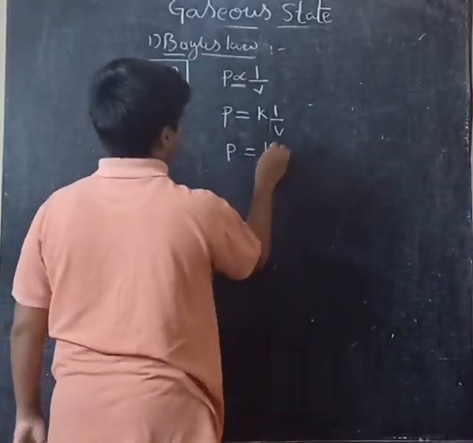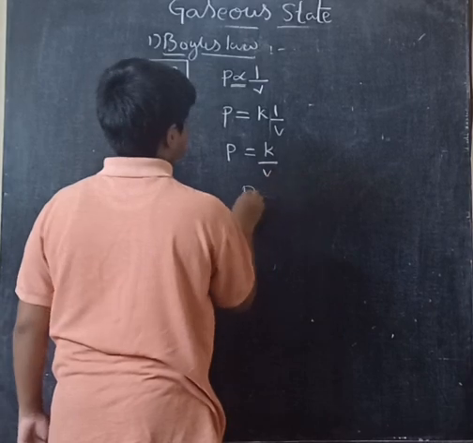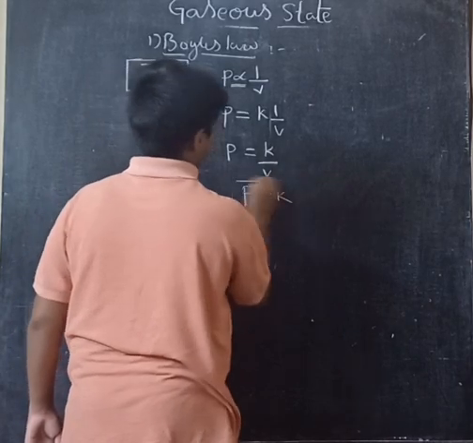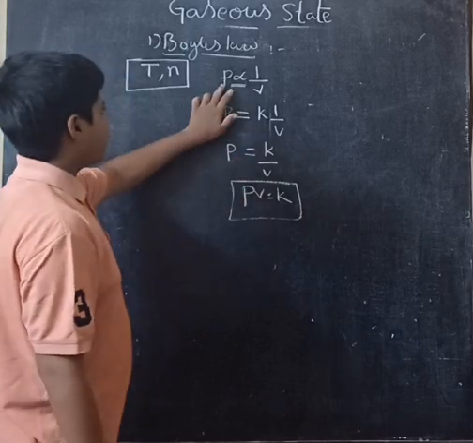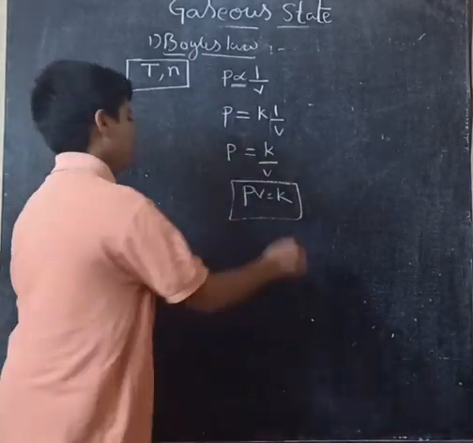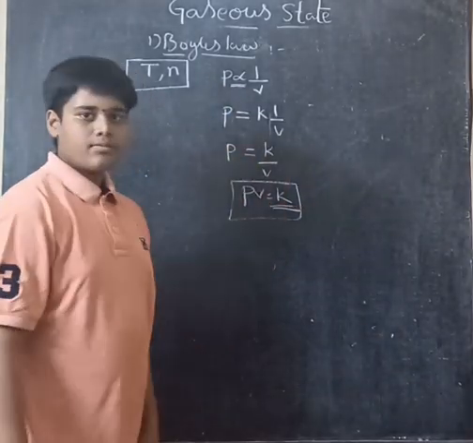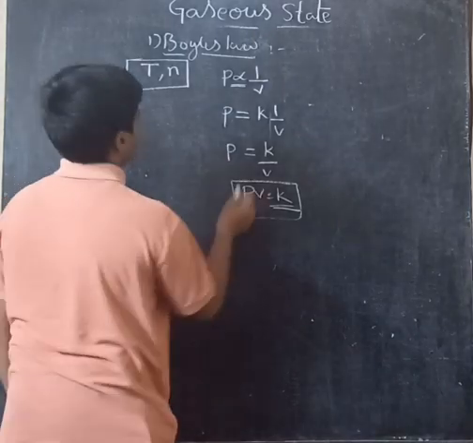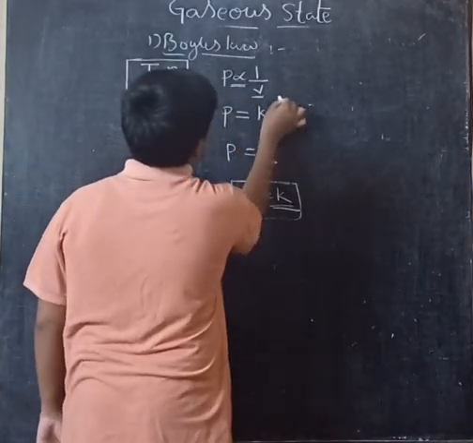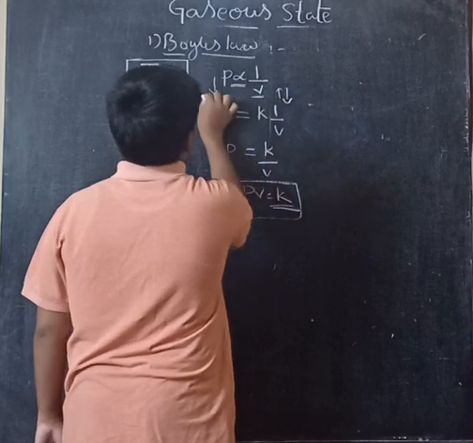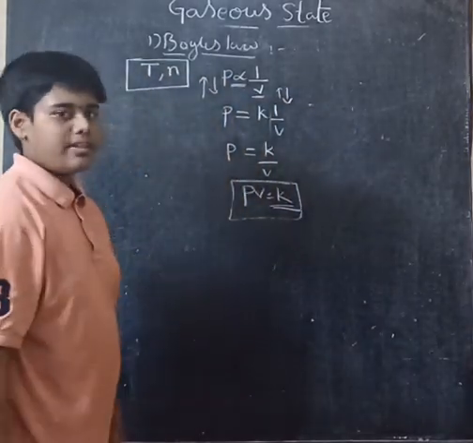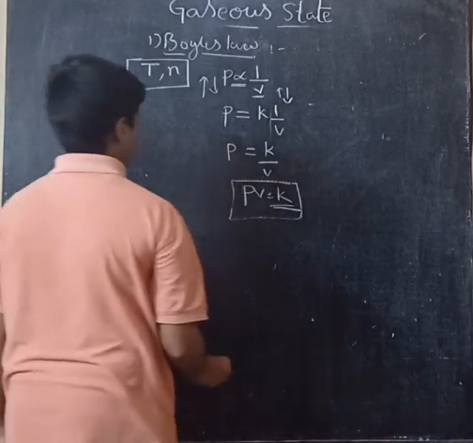So P equals K by V, so PV equals K. If we multiply P and V, it is some constant. Very important: if volume is increased, pressure decreases. If volume is decreased, pressure increases. This is Boyle's law.